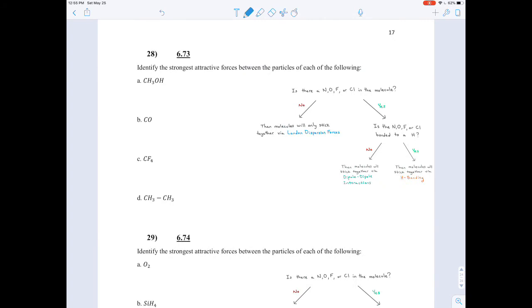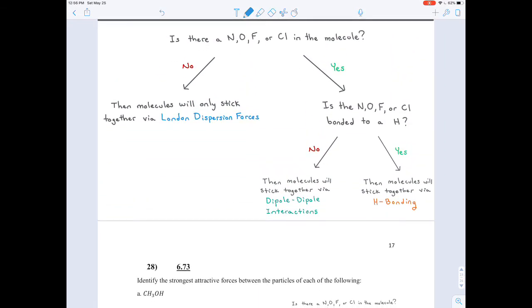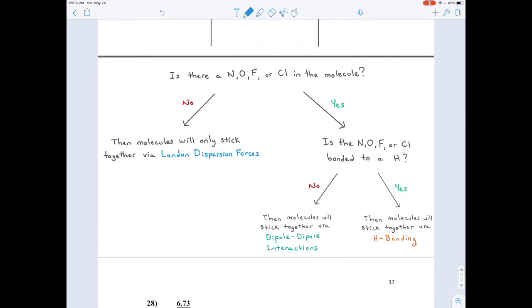Now, in these questions, they're asking you to identify the strongest attractive force, the strongest intermolecular force between molecules. And we're going to make a big assumption. We're going to make the assumption that the dipoles in a molecule will not cancel each other out. I'll mention this again after we walk through this flowchart, but so long as we make that assumption, this flowchart will be valid. Okay, so the first thing you'll want to do is to ask yourself, is there a nitrogen, oxygen, fluorine, or chlorine in the molecule?